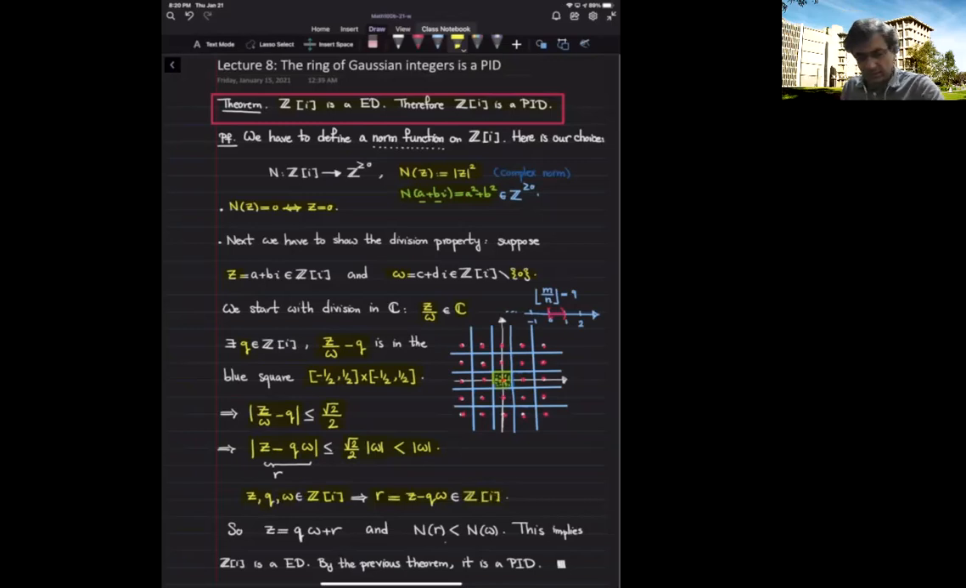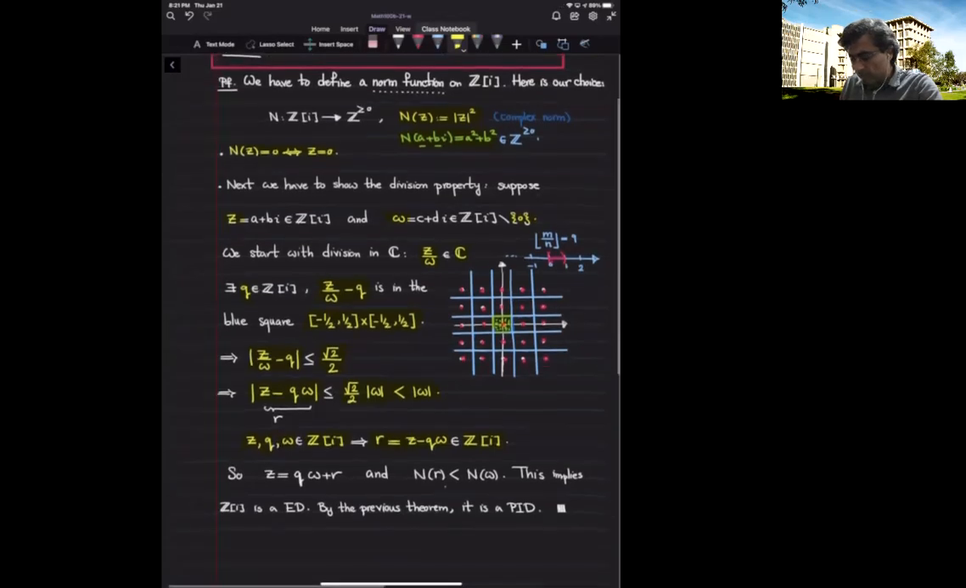Now, by this choice, let's summarize what we've shown. We showed that z is qw plus r for some q and r that are Gaussian integers. So here, q and r, both of them are Gaussian integers.